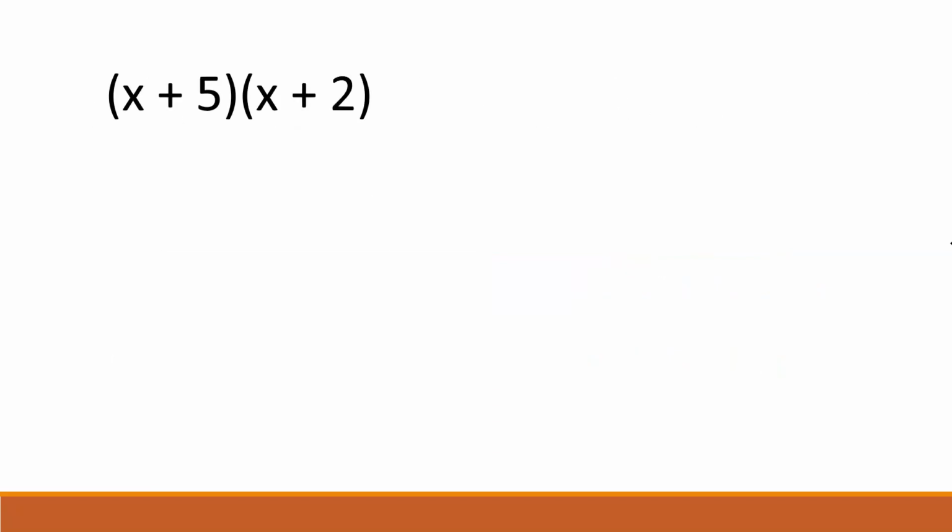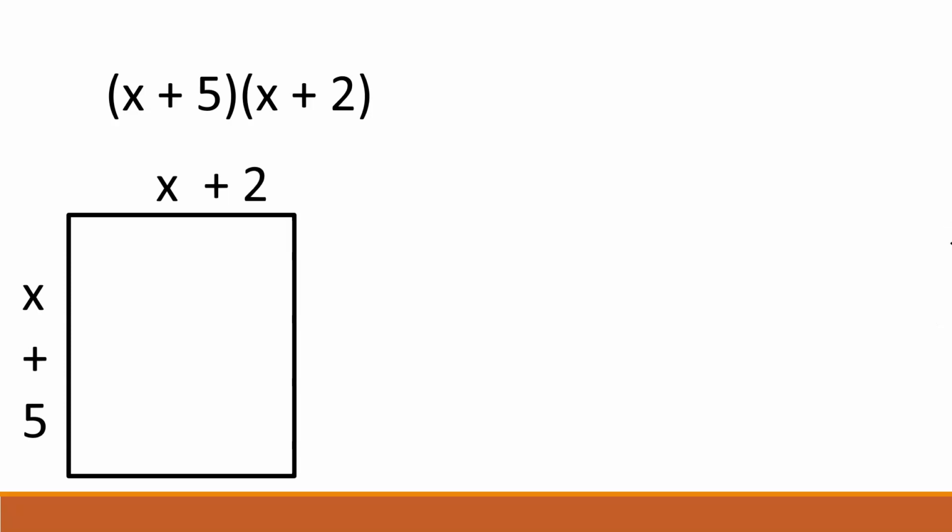What if both of the factors have two terms? How do we multiply that? Now don't look so worried. This is actually still the distributive property. You'll see. Here's what the model looks like. We have a rectangle that measures x plus 5 on one side, x plus 2 on the other side. That divides our entire rectangle into 4 smaller rectangles.